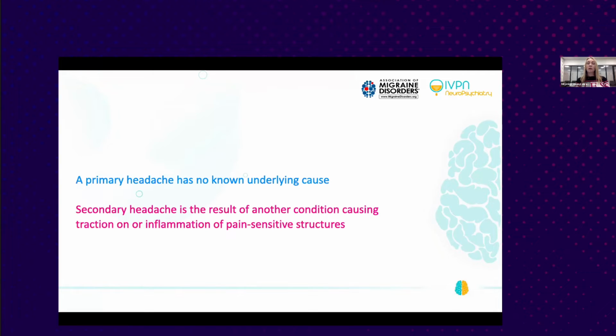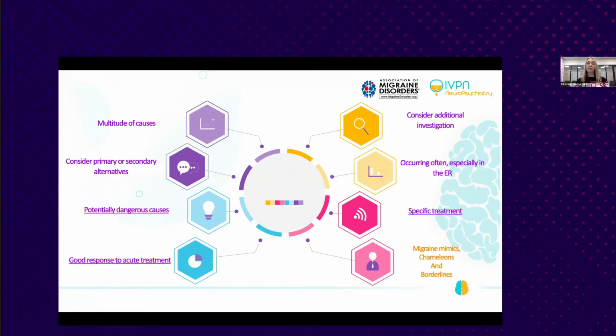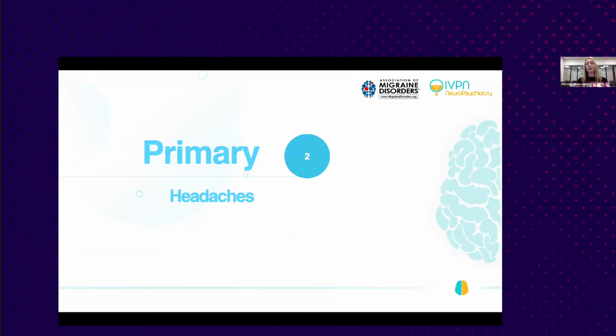So let's see, a primary headache has no underlying cause, but a secondary headache is the result of another condition causing traction on or inflammation of pain-sensitive structures. To see how important it is, let's see the complexity of all the systems involved and why is it so important to know? Well, it's important to know because secondary headaches have potentially dangerous causes that have good response to acute treatment, but also have specific treatments, so we should aim for that and save our patients' lives.